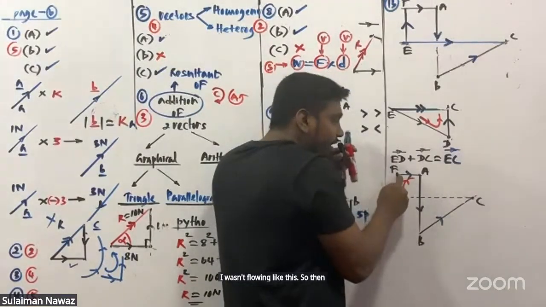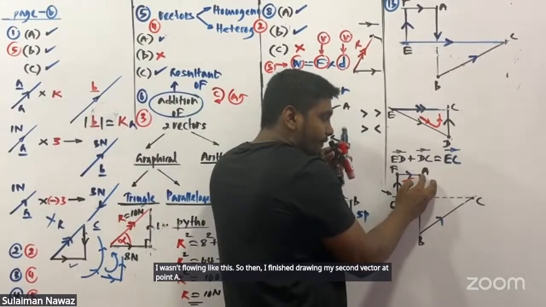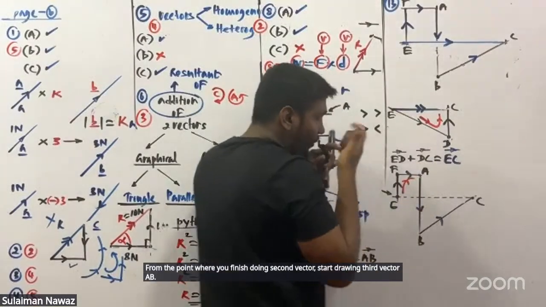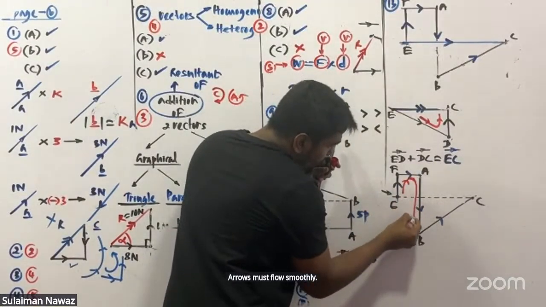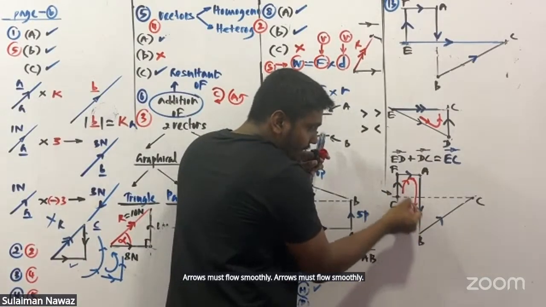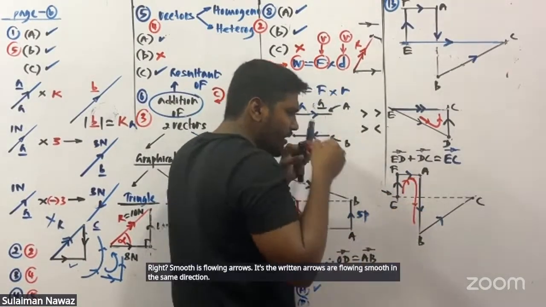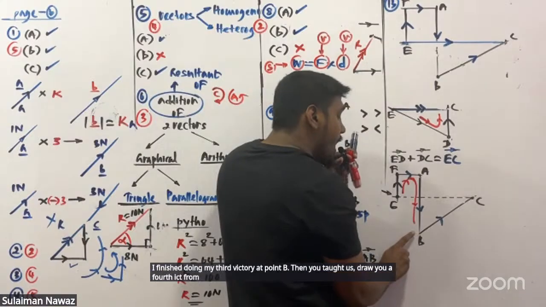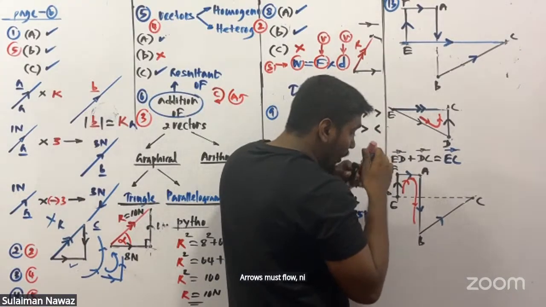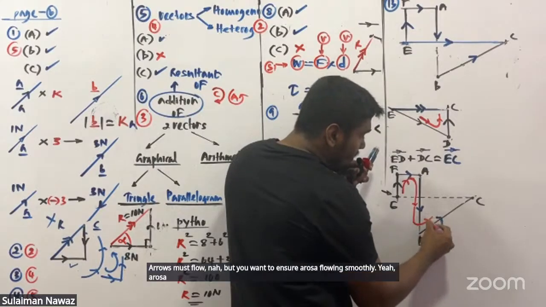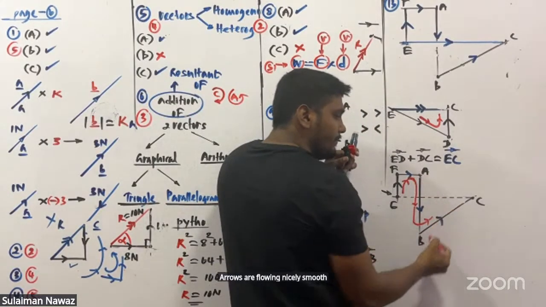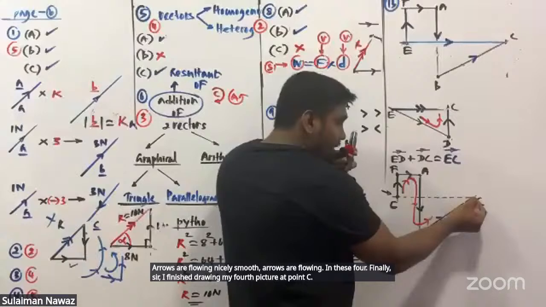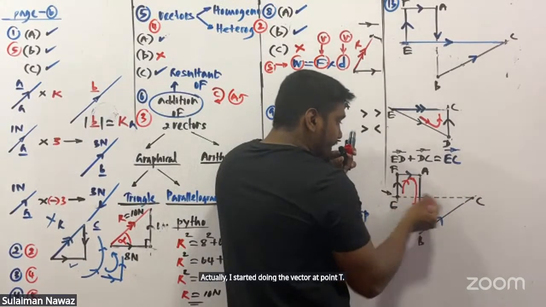So then I finished drawing my second vector at point A. From the point where you finish drawing the second vector, start drawing the third vector AB. Arrows must flow smoothly in the same direction. I finished drawing my third vector at point B. Then you taught us, draw your fourth vector from point B. Arrows are flowing nicely and smoothly in these four. Finally, sir, I finished drawing my fourth vector at point C. Actually, I started drawing the vectors at point E. I finished drawing the vectors at point C.